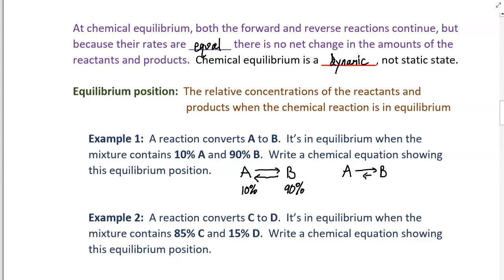Now example 2, a reaction converts C to D. It's in equilibrium when the mixture contains 85% C and 15% D. Write an equation for this. So C with a double arrow and D. Underneath the substances, put the percents.